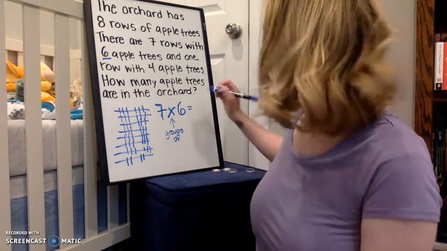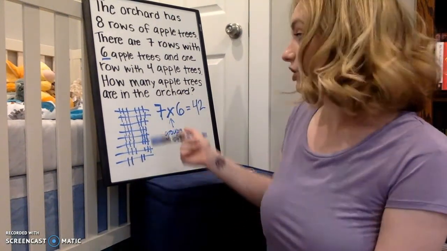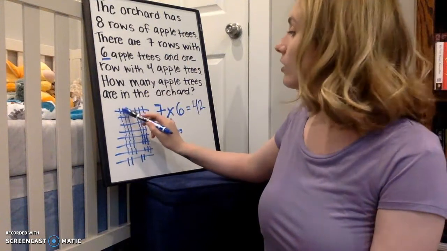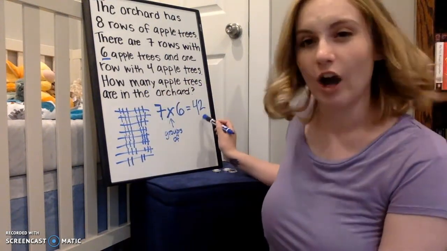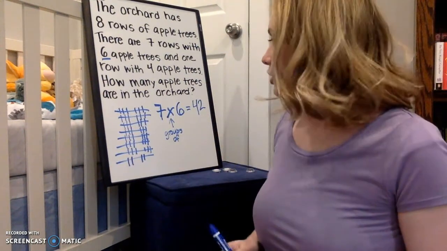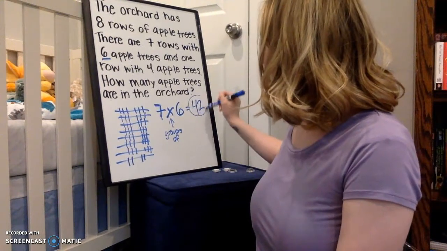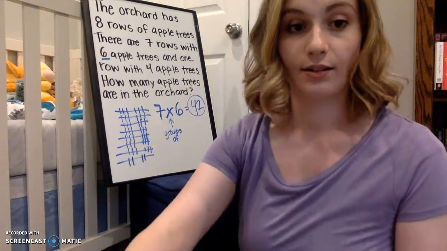If you didn't know that, you could look back at your picture and just count all of them, right? You could go 1, 2, 3, 4, 5, 6, 7, 8, 9, 10, 11, 12, all the way until you got 42. So either way, you're going to get the right answer, okay? So now that I've got what's in my seven rows, what do I have to do next?